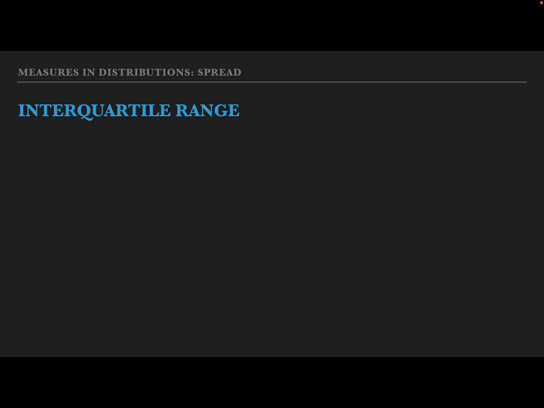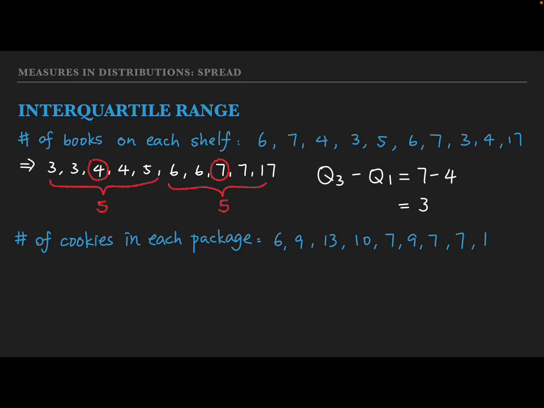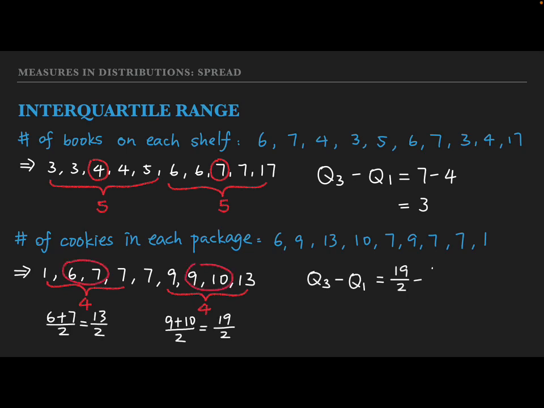What I prefer to do, though, is to split the numerically arranged data into two halves. Then find the median of each half, and the interquartile range is just the larger median minus the smaller one. Let's see another example. We first arrange the data from smallest to biggest. Then we split them into two halves. Find the medians. Then subtract. And we get the interquartile range is 3 as well.